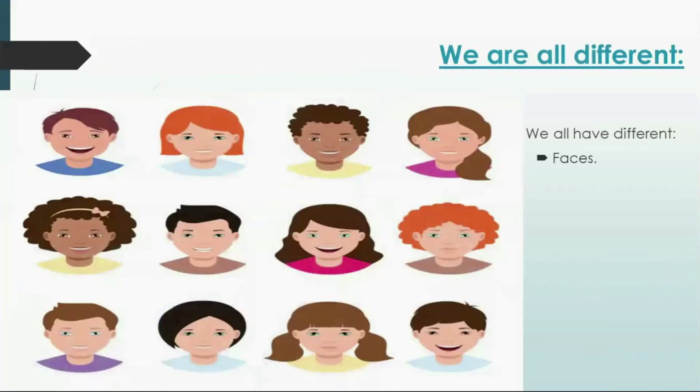Now, in this picture, can you see that all these people have different faces? Their smile is different from one another. Their eyes are different from one another. Their hair is different from one another. So, can we say all of these human beings, all of these kids, have different faces?